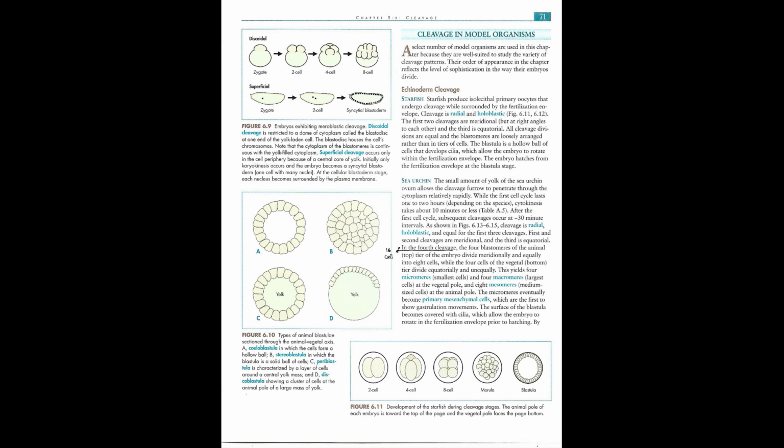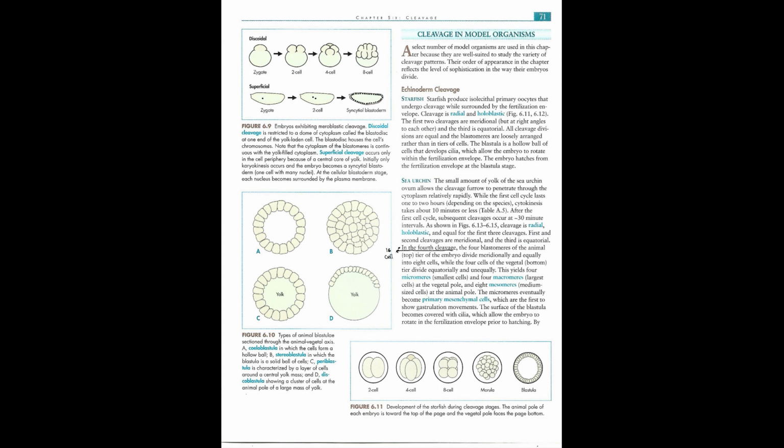In the fourth cleavage, the four blastomeres of the animal, top tier of the embryo divide meridionally and equally into 8 cells, while the 4 cells of the vegetal, bottom tier divide equatorially and unequally. This yields 4 micromeres, the smallest cells, and 4 macromeres, the largest cells, at the vegetal pole, and 8 mesomeres, medium-sized cells, at the animal pole. The micromeres eventually become primary mesenchymal cells, which are the first to show gastrulation movements.